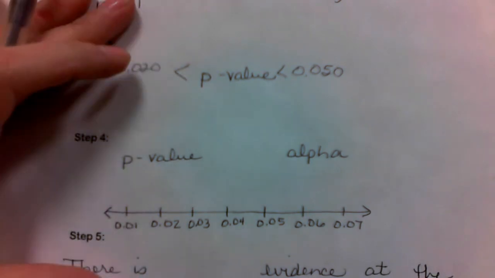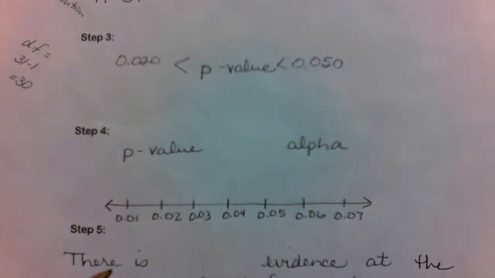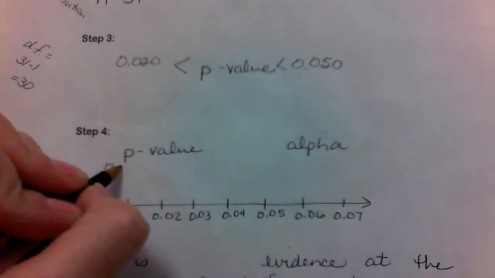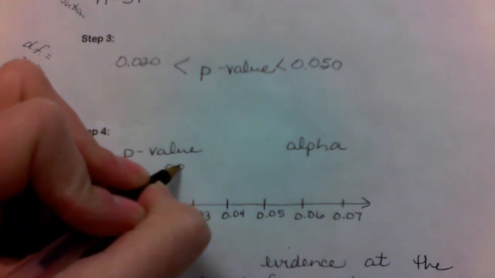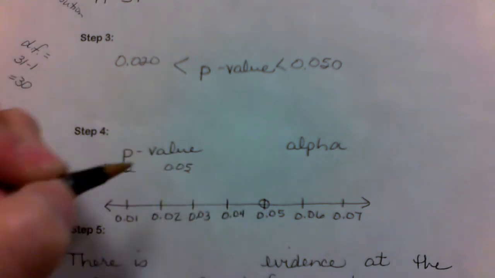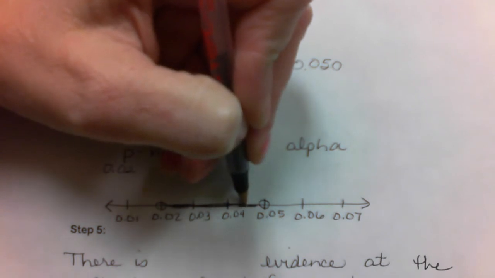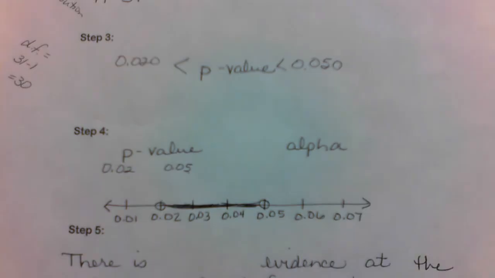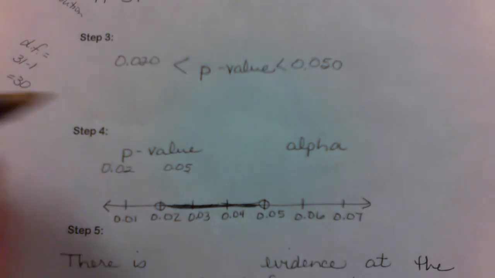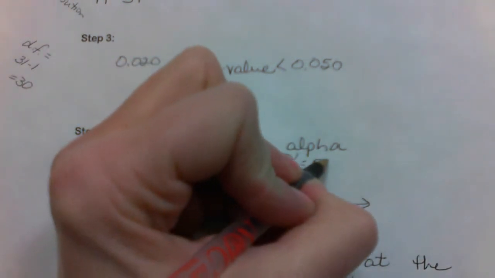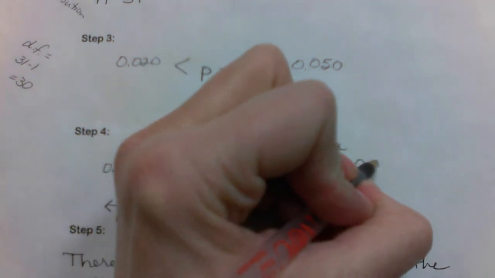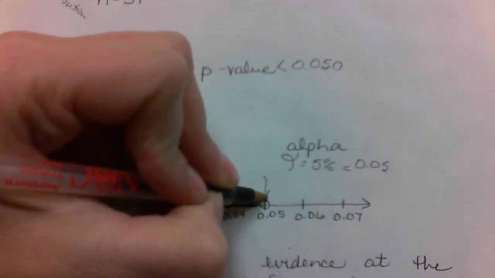So now in step 4, I'm going to compare the p-value. Now it's a little bit more difficult to compare the p-value because we have a range instead of an exact number. So I've shown a number line because I'm going to show you how this works. Our p-value is somewhere between 0.02 and 0.05. So here's 0.05, here's 0.02, so my p-value is somewhere in between there. I don't know the exact, but I don't have to know the exact. Then I go to the problem. So number 12 reads, use a 5% level of significance. So alpha is 5%, which is 0.05. So 0.05 is right here.